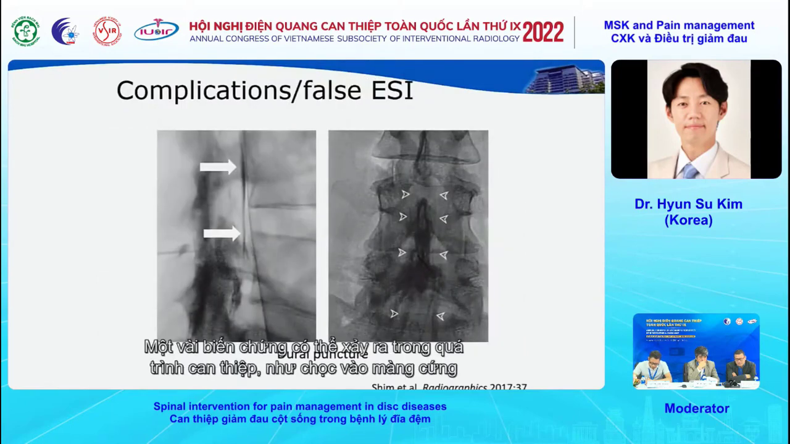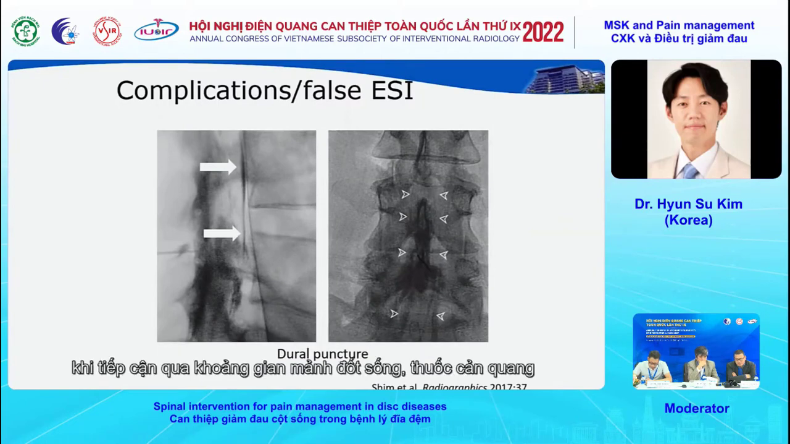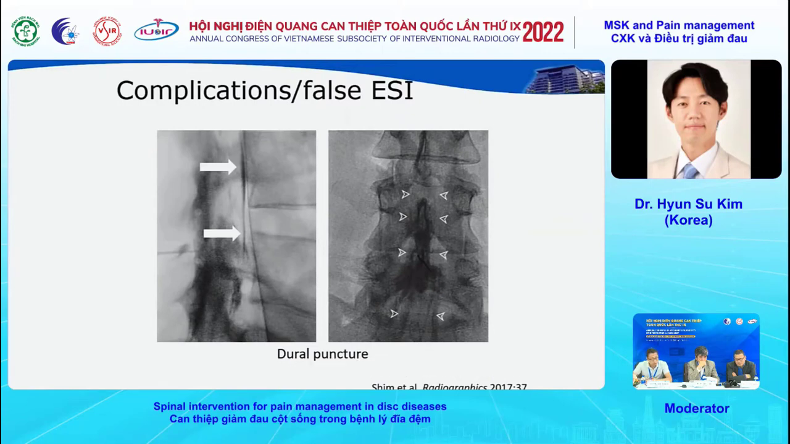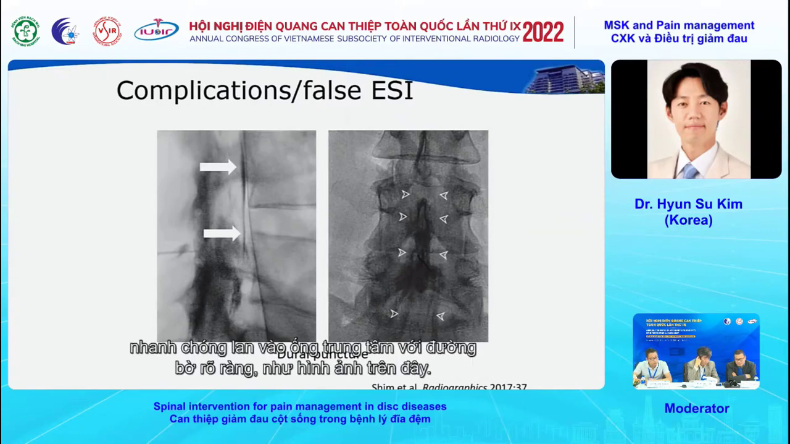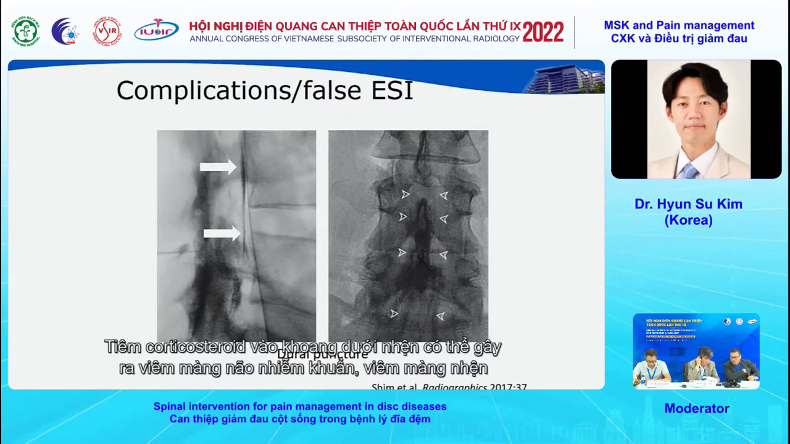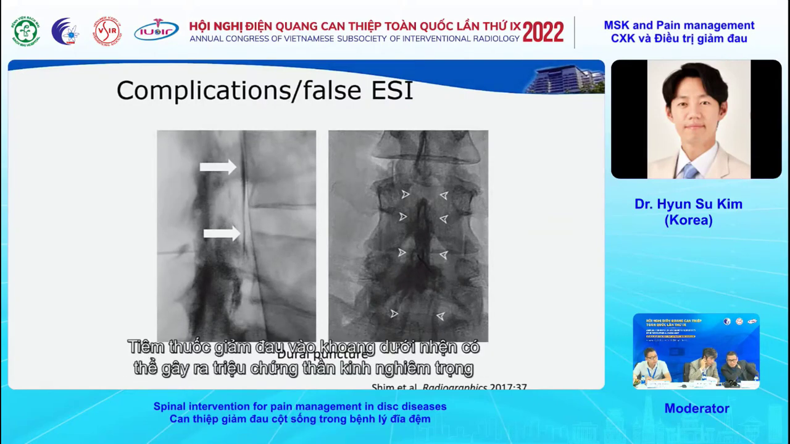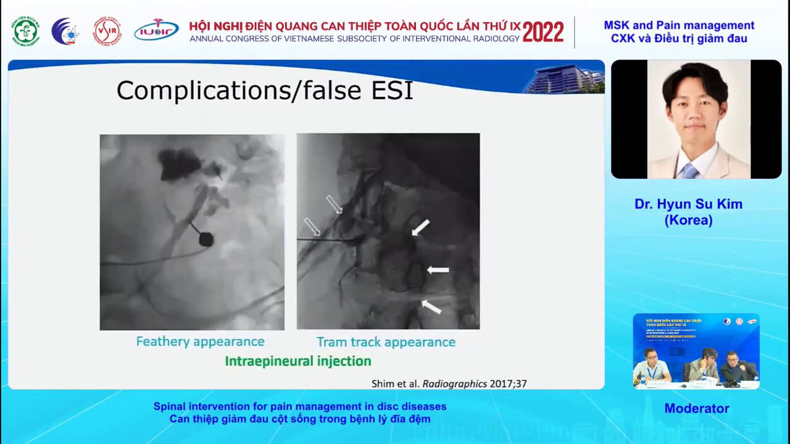Now let me show some of the complications that may occur during the procedure. Dural puncture may occur during the interlaminar approach. The contrast agent can be seen quickly moving to the dependent portion within the central canal with a clear margin, as this picture shows. Intrathecal steroid injection may cause aseptic meningitis and arachnoiditis, and intrathecal analgesic injection may cause severe neurologic symptoms.